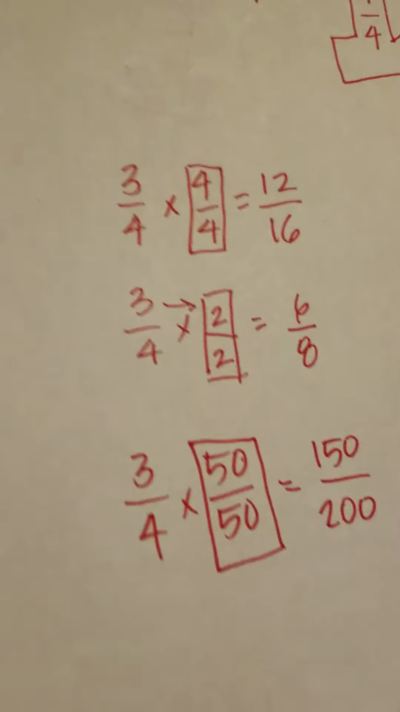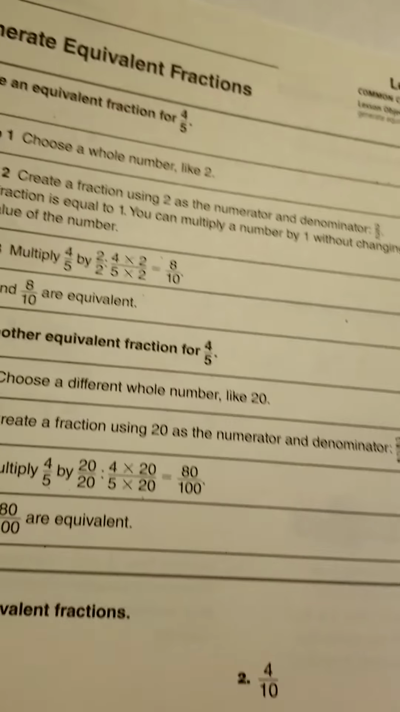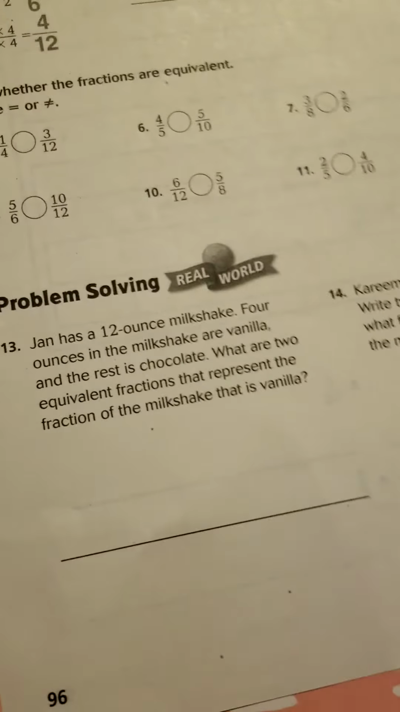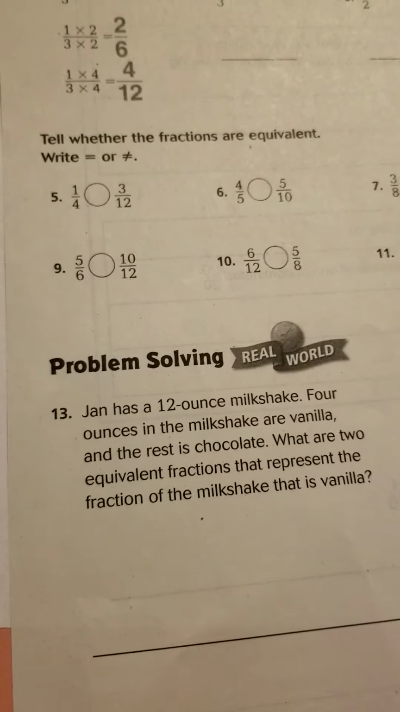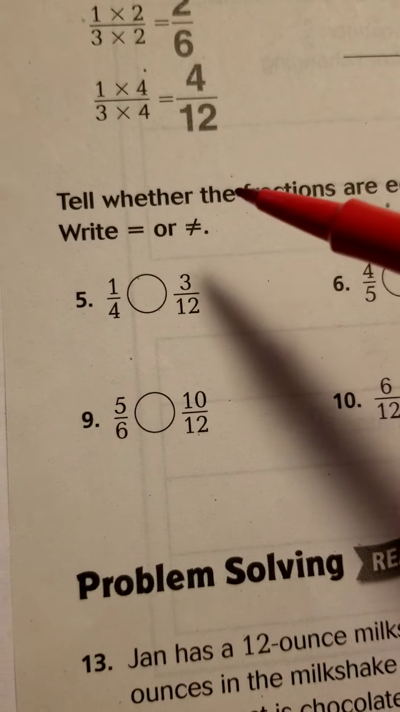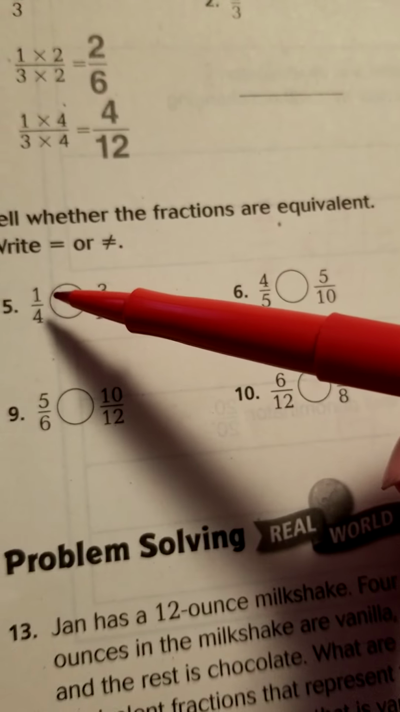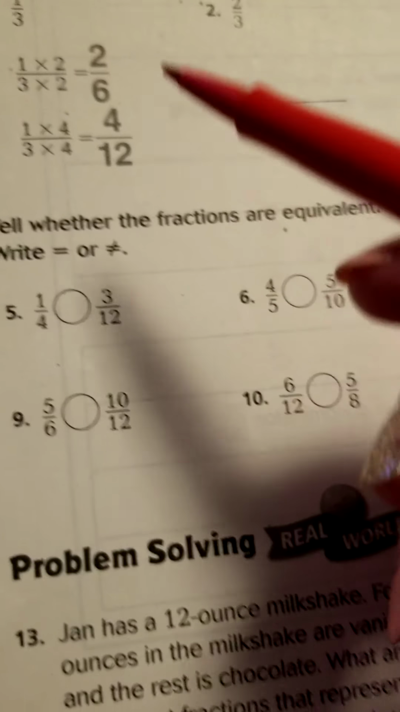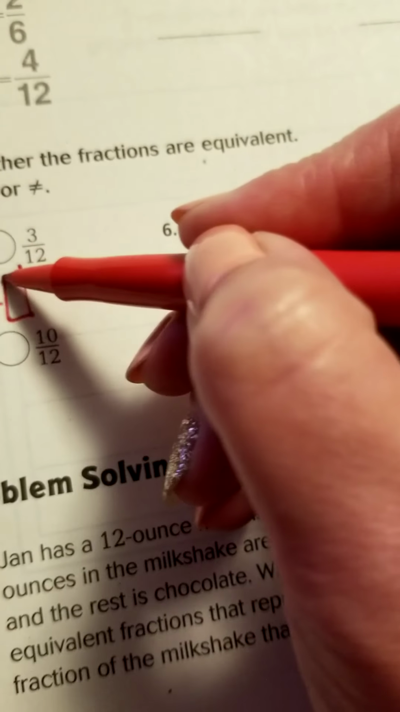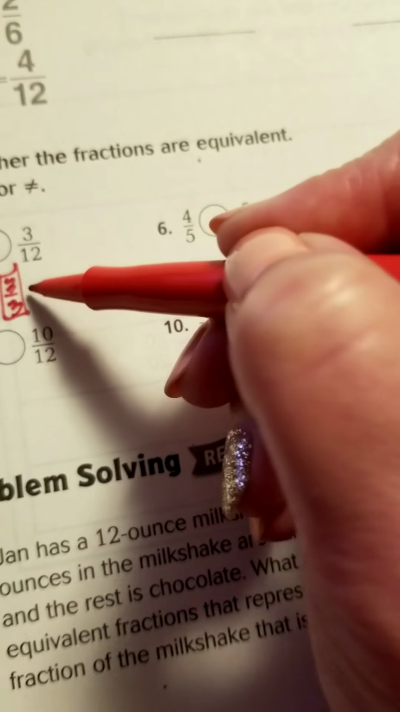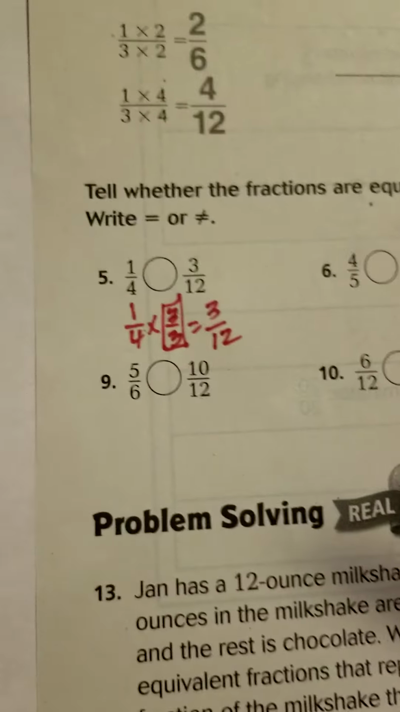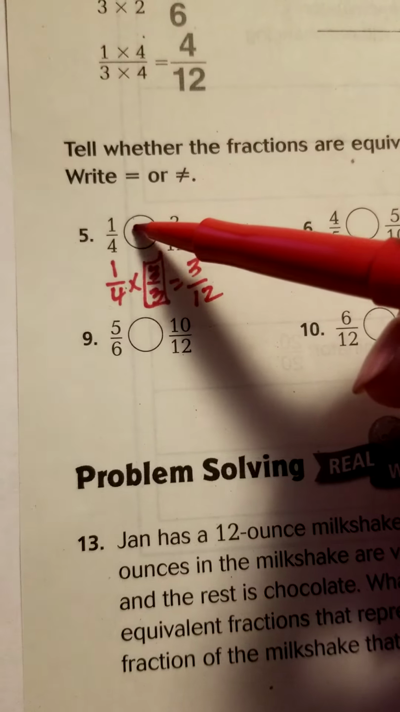And so that should get you through this sheet. And if I look on the back, if you're trying to figure out if they're equivalent or not, like if I were looking at this one, I would think, okay, what could Mr. Sneaky 1 be wearing here? And I would do 1/4 times 3, because I know that 1 times 3 is 3. So is 1/4 equivalent to 3/12? Yes.